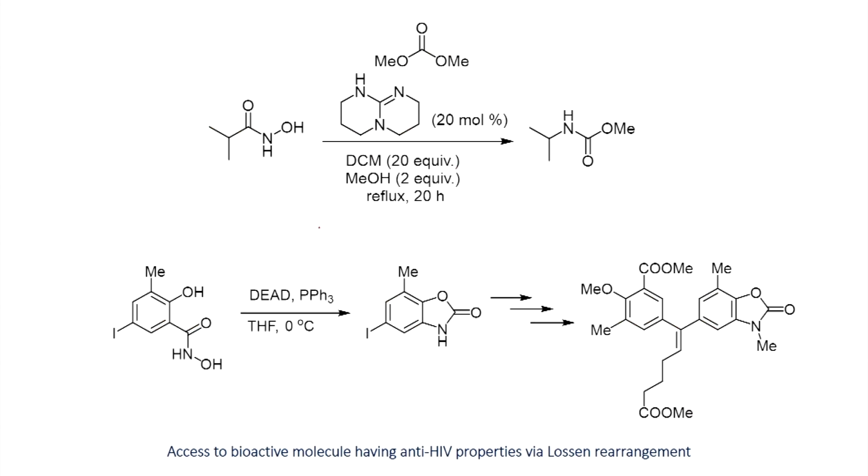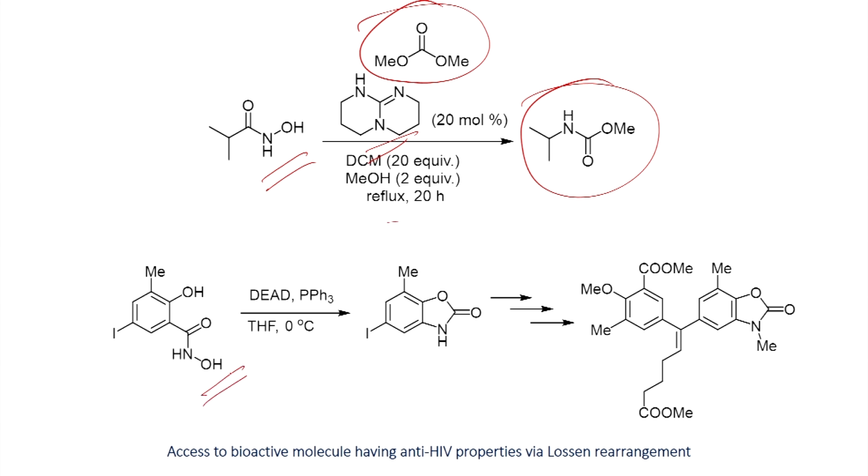Here is another example shown, this hydroxylamine derivative can be reacted with this carbonate, dimethyl carbonate, in the presence of this base in dichloromethane and methanol solvent, and you will be able to get this carbamate. And similarly, here this hydroxylamine derivative in the presence of diethyl azodicarboxylate, the phosphine.